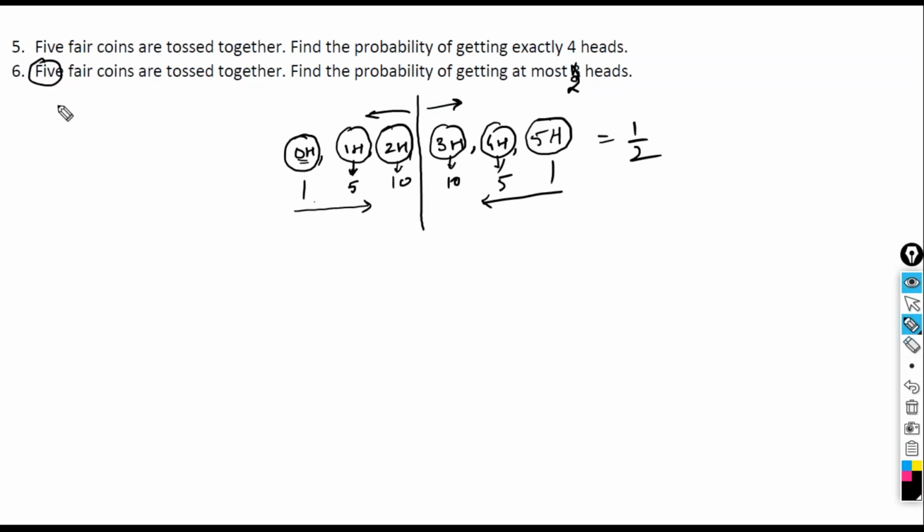Instead of giving you 5 coins, the number can also be a larger one. So if I say a total of, let's say, 31 coins are tossed together, find the probability of getting at most 15 heads. Guys, now what will be the answer? Come on guys, be quick. 31 coins are tossed together. Find the probability of getting at most 15 heads.